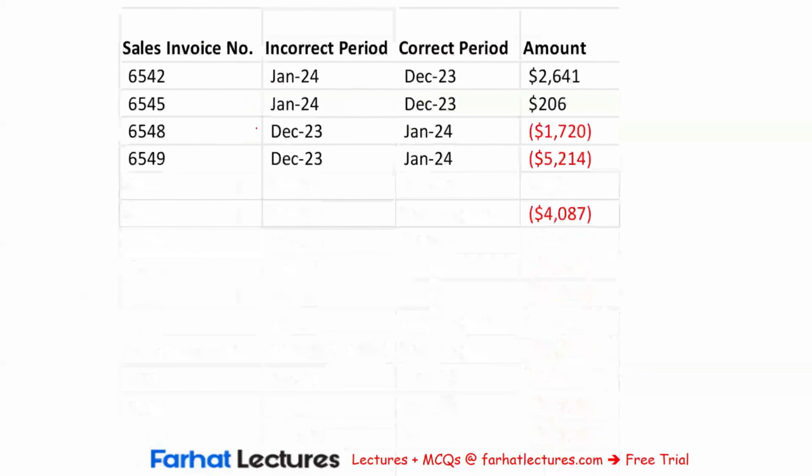Next, we're going to look at the table showing the misstatements. We're going to compute the net effect of these misstatements. Is it an overstatement or an understatement? Invoice number 6542 understated the sales by 2,641. Invoice number 6545 understated the sales by 206.